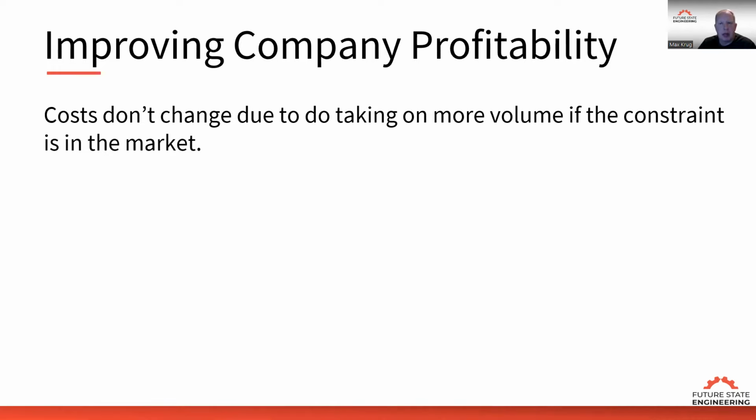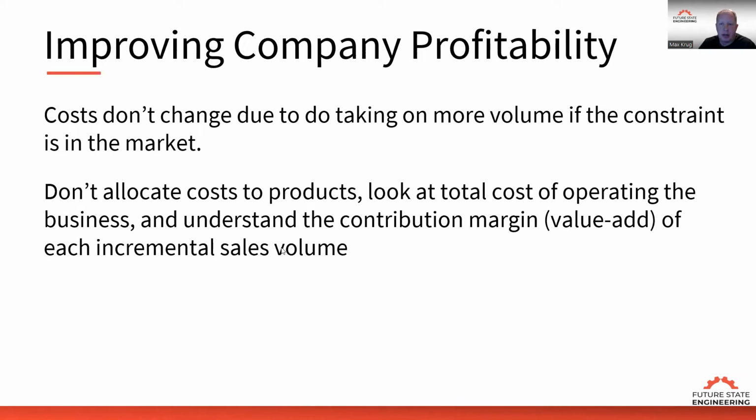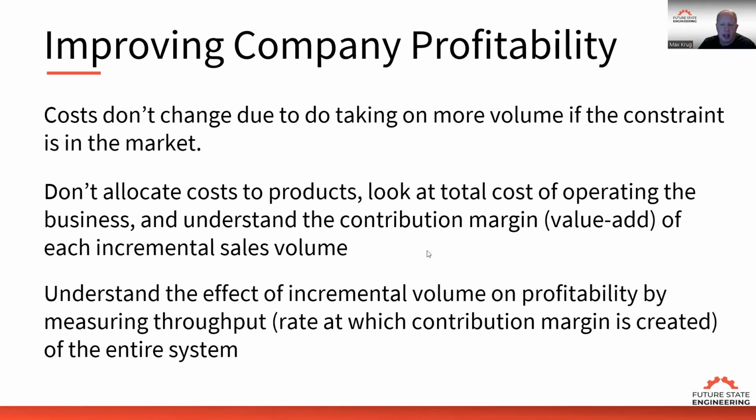So when we look at improving company profitability, costs don't change due to taking on more volume if the constraint is in the market. By definition, we have that extra capacity. Don't allocate costs to the products. Look at the total cost of operating the business and understand the contribution margin of that incremental sales to the business. If we understand the impact of that incremental sales by measuring throughput, then we understand the impact of that incremental sales on the entire system. It'll totally change your decision making.